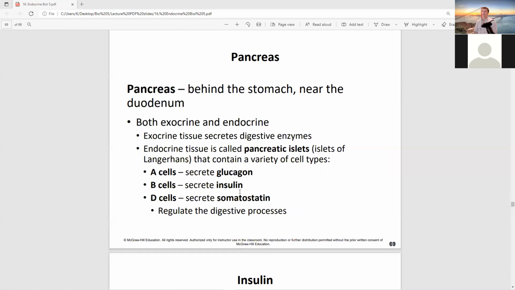So the pancreas is behind the stomach near the duodenum. It's both exocrine and endocrine. Exocrine tissues secrete digestive enzymes. The endocrine tissue is called pancreatic islets, which contain a variety of cell types with A cells, which secrete glucagon, B cells, which secrete insulin, and D cells that secrete somatostatin and regulate the digestive process.